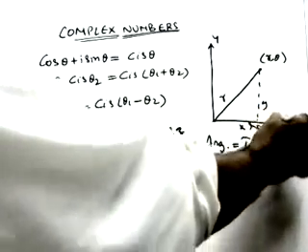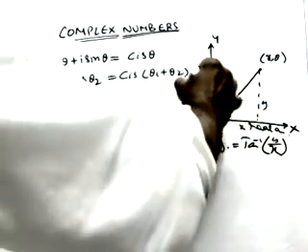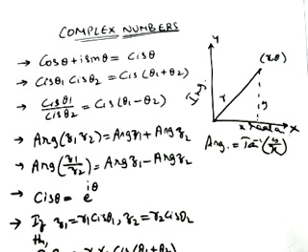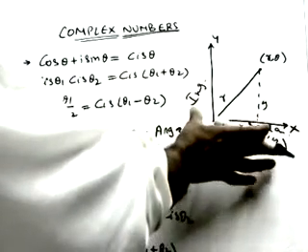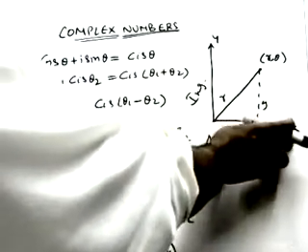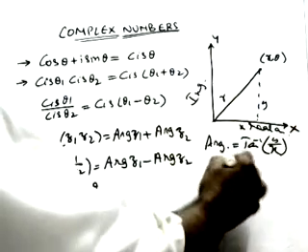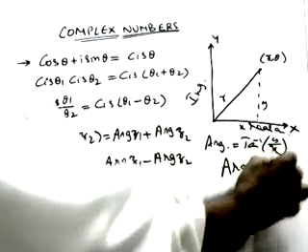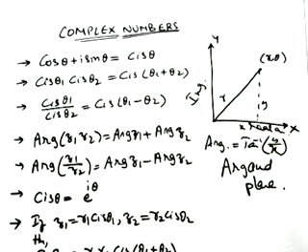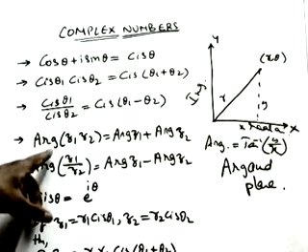Here the x-axis we call the real axis, and the y-axis is called the imaginary axis. The plane on which we draw this coordinate axis, with x for real and y for imaginary, is called the Argand plane. Argand plane means the plane where we draw the x-axis as the real part and the y-axis as the imaginary part of complex numbers.